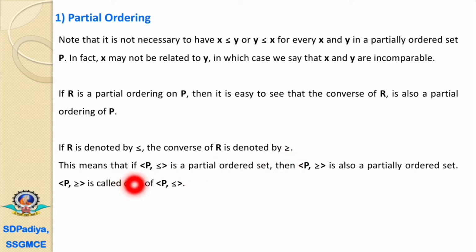This means that if a partial ordered set is (P, ≤), then the partial ordered set (P, ≥) is also called a partial ordered set. But (P, ≥) means the converse of R, and it is called the dual of the partial ordered set with the less than or equals to symbol.